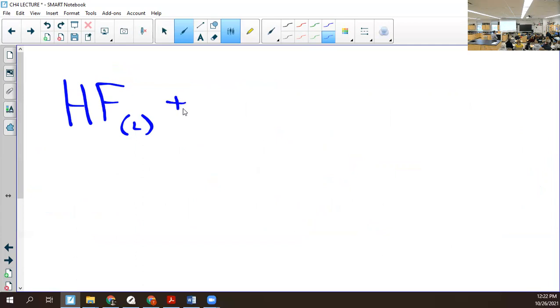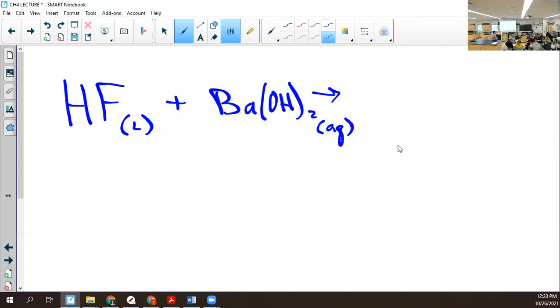All right, plus, I don't know, what do you feel like from family 2? It's got to be towards the bottom, sorry. Barium. All right, barium hydroxide. Is this a strong base that you memorized? Yes, it is, which means this would be aqueous. What are the two products just by switching? Barium fluoride and water.